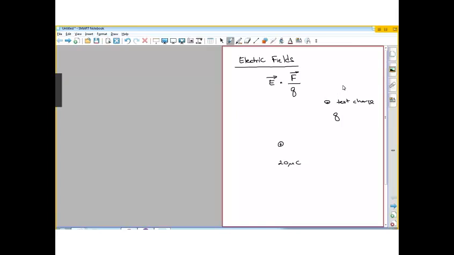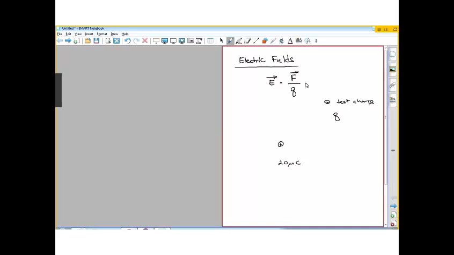So the electric field is a way of calculating the effect of a single charge initially on its surroundings. And you assume that there's nothing around the surroundings except this little positive test charge. That's what the Q is in the denominator. Now the force we're talking about is the Coulomb force that we just calculated.